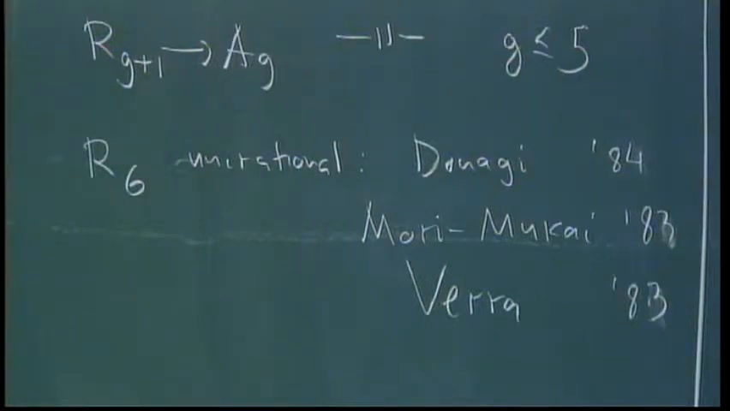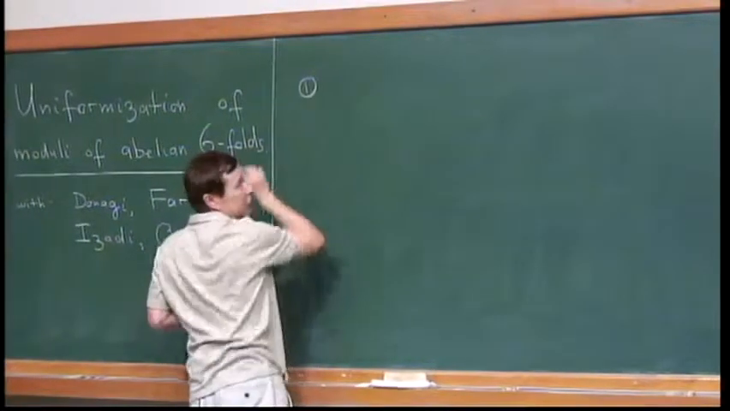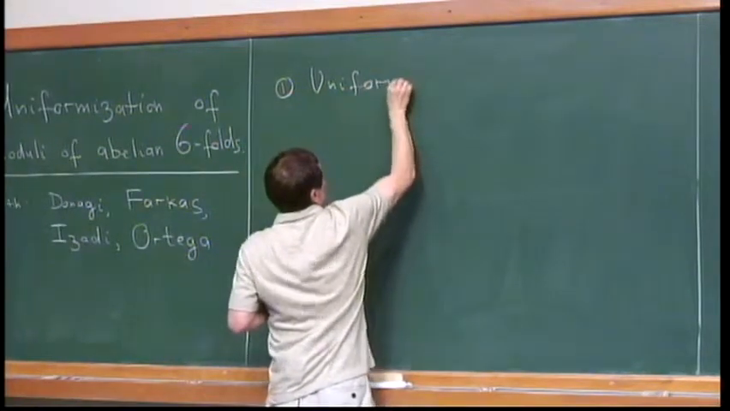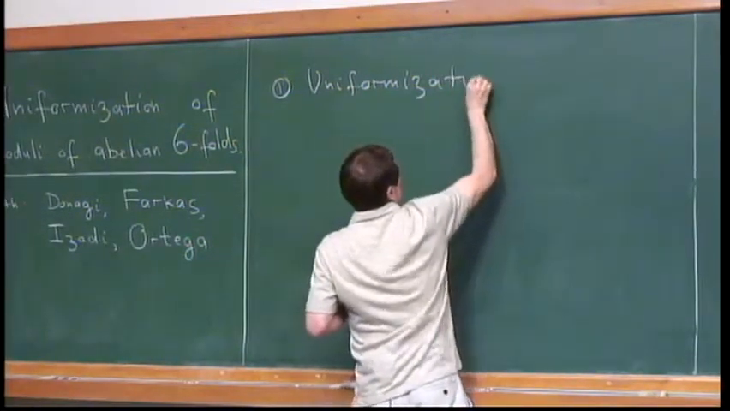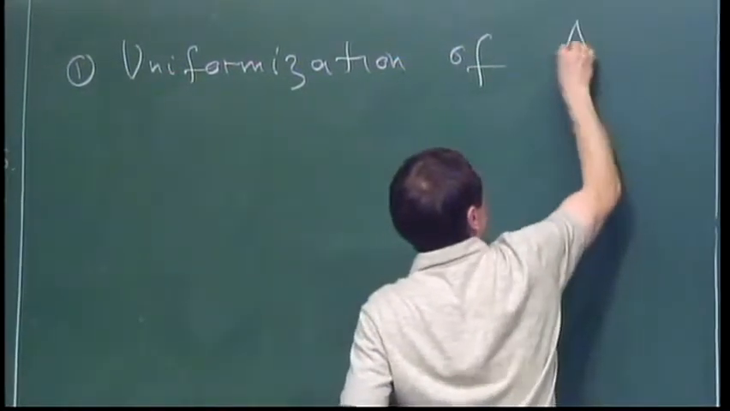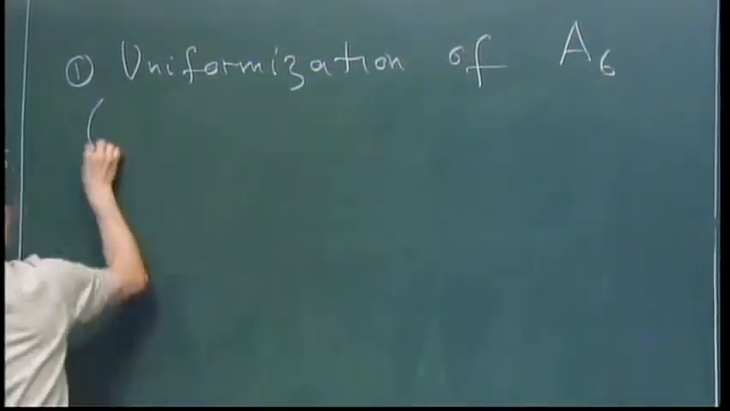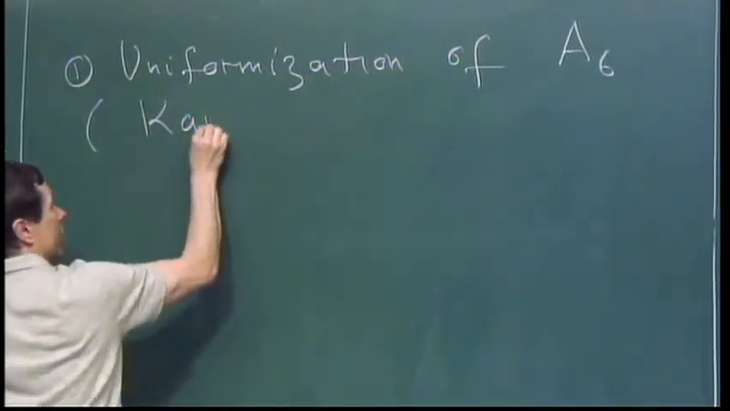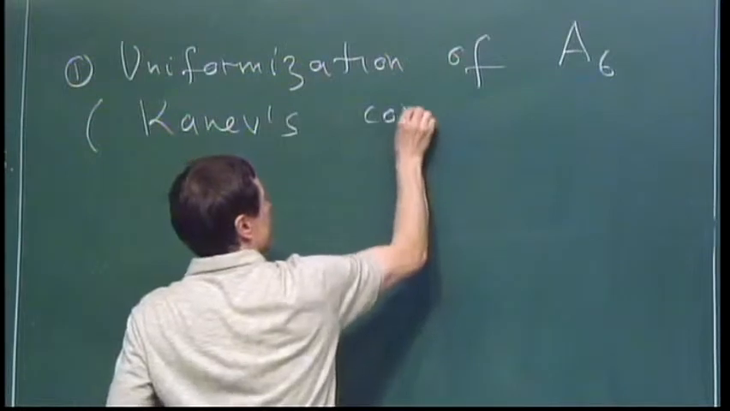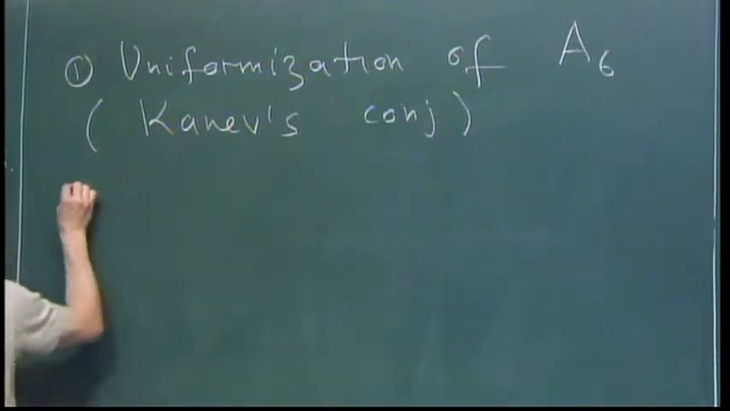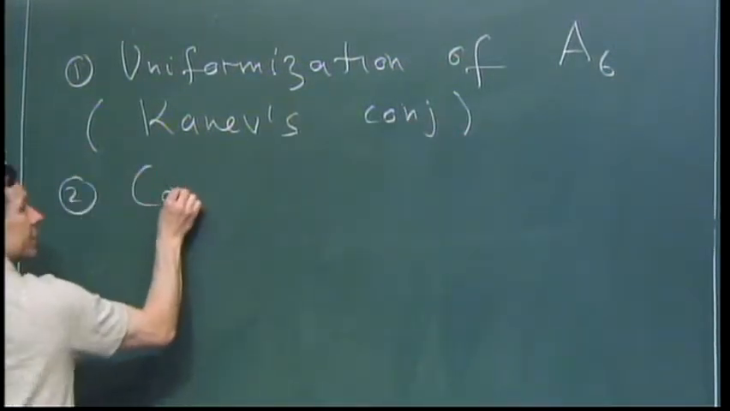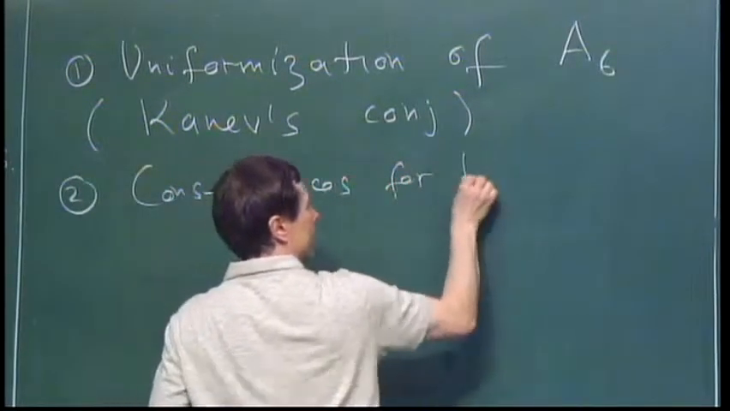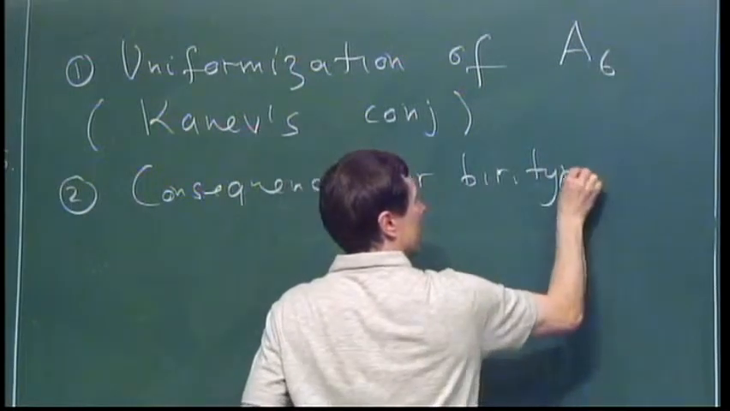So there will be two parts to my talk. The first part will be uniformization of A_6, also known as Kanev's conjecture. And then the second part will be consequences for the birational type of A_6.